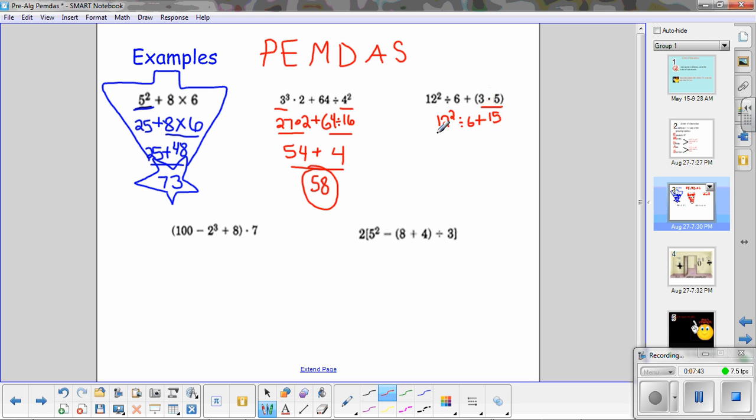Next up, we would have the exponents. 12 squared is 12 times 12, which is 144, divided by 6 plus 15. Next step would be to do the division. 144 divided by 6 is 24. Rewrite the rest of the problem. Last thing we have to do is 24 plus 15, which is 39.